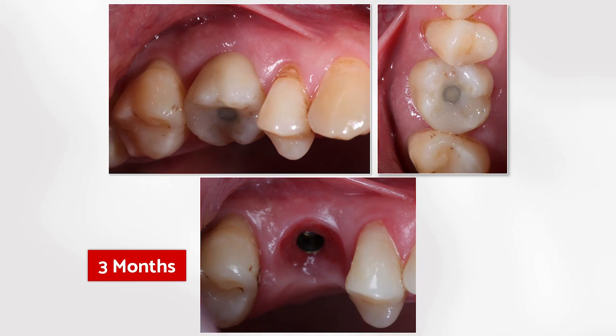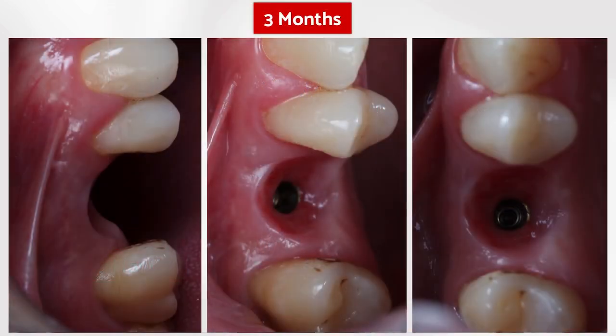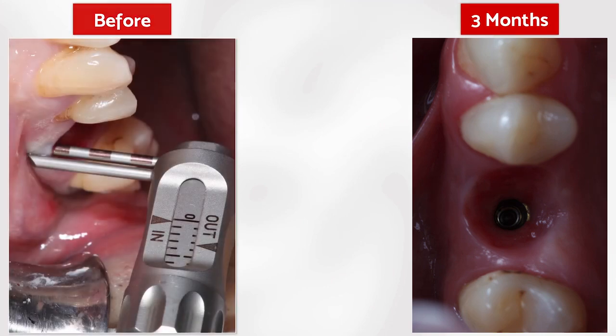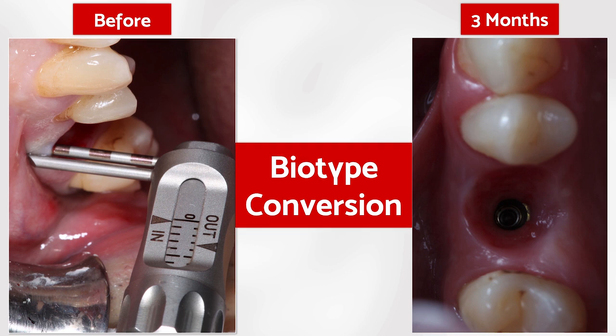We removed this provisional restoration, and you can see a very good quality of soft tissue around the implant, as you can see from the frontal view, lateral view, and the occlusal view. The improvement in soft tissue quality, and we have the maintenance of volume of soft tissue. If we make a comparison at the beginning and 3 months later, we have around 0.5 millimeters in thickness. And now you can see the improvement in soft tissue quality and thickness.